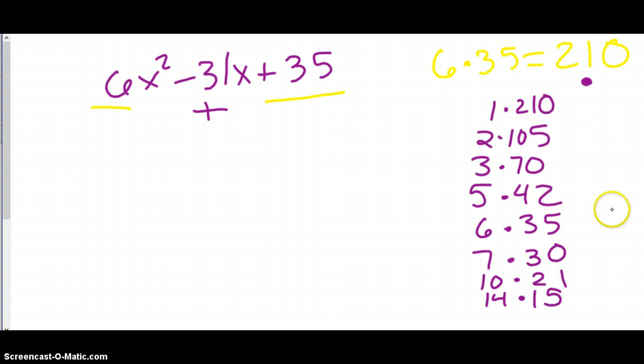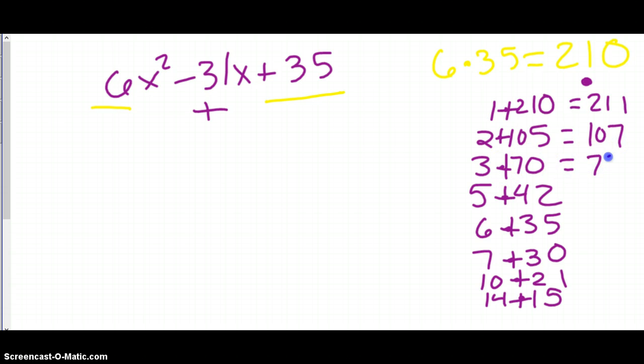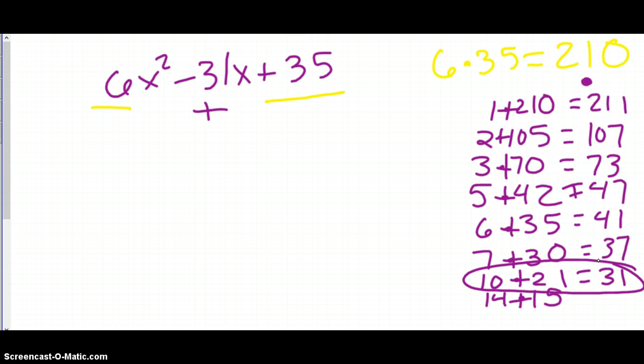So we're looking for, on this list, any of these that would add to be 31. So 1 plus 210 is 211, that doesn't work. 2 plus 105 is 107. 3 plus 70 is 73. 47, 41, 37, and there we go, 31. These are the numbers we would use.